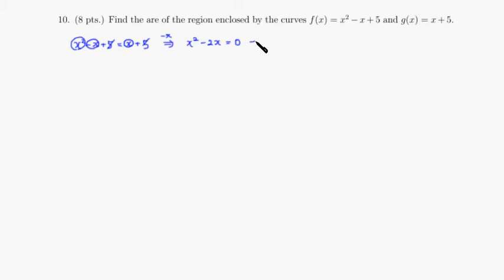All right, factor it out. So x is in common. X is factored out. So if you factor x from x squared, you got x left. X from negative 2x, so it's going to be negative 2 left. It's equal to 0. So it's going to have points of intersection at x equals 0 and x equals 2. So those are the two values.